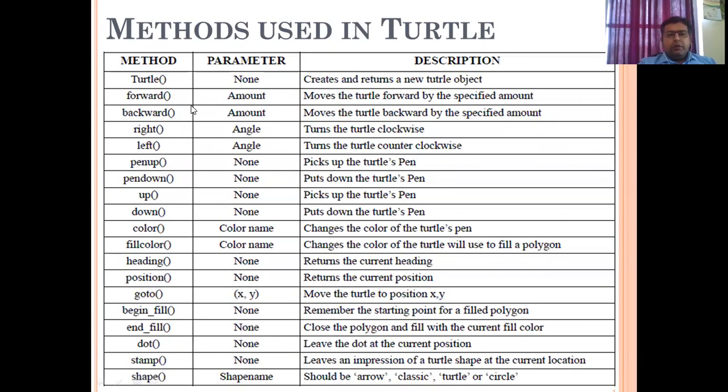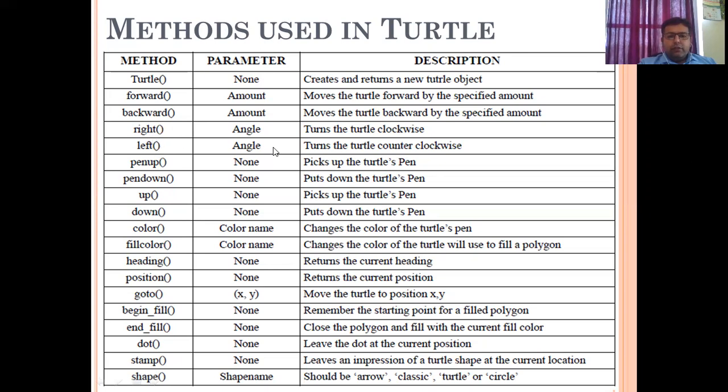Now, which are the different methods that are used in a turtle? First method is turtle, where we are not passing any parameter. It will create and return a new turtle object, which will provide a drawing board facility. Now forward: move the turtle forward by the specified amount. To draw something, we have to move forward or backward. Both these methods help the turtle move forward or backward by a specific amount. We have to provide some amount, for example, 5 points forward or 5 points backward, right? So in that way it will move forward and backward.